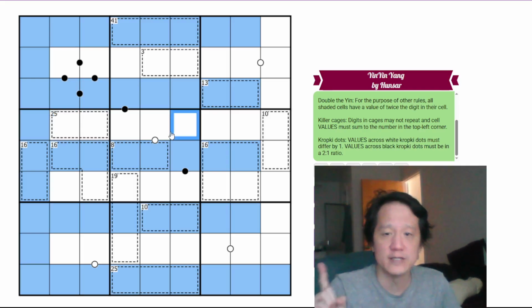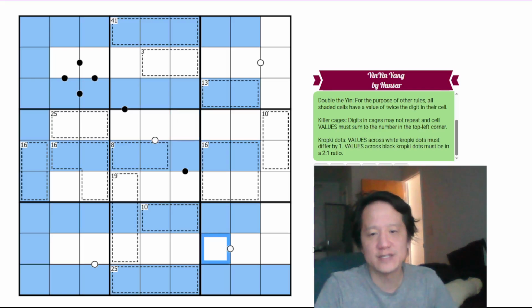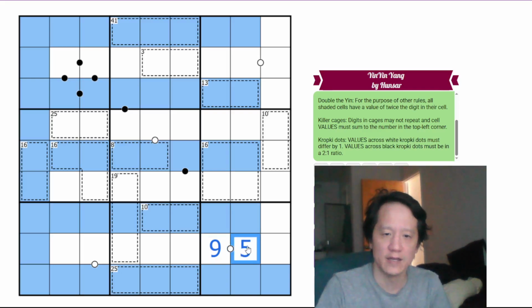And for Kropke dots, values across white Kropke dots must differ by 1. So if this had a value of, say, 9, this would have to have a value of 8 or 10, and this would then be 5 doubled if that were the case. So that's an example of how white Kropke dots work.